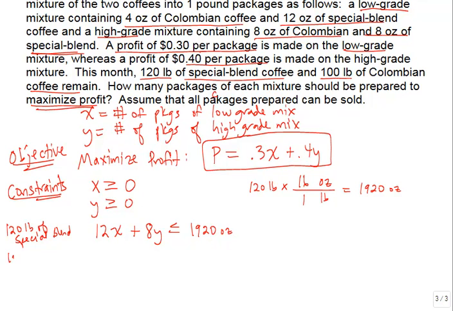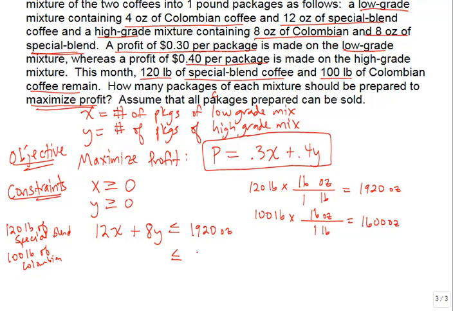Then we're going to do something very similar for the 100 pounds of Colombian coffee that we have available. Again, we need to do a little bit of unit conversion here. If we have 100 pounds of Colombian coffee, 1 pound is 16 ounces. That means we have 1,600 ounces available to use.